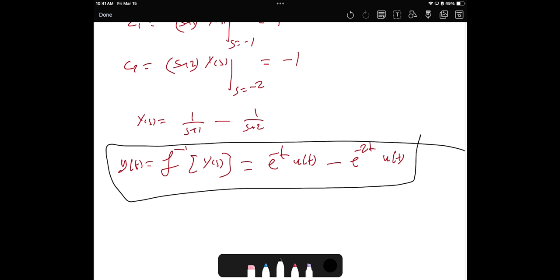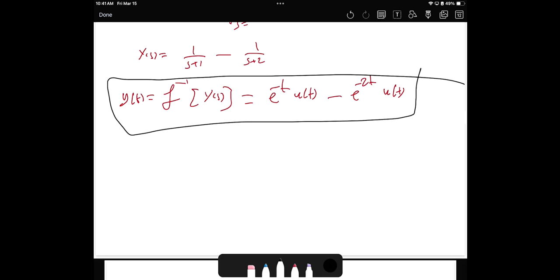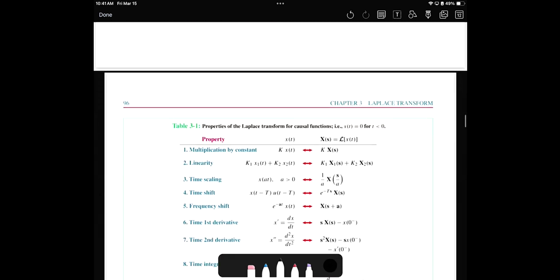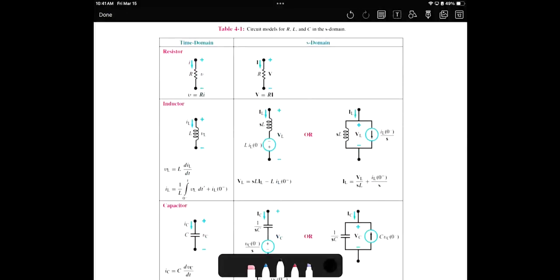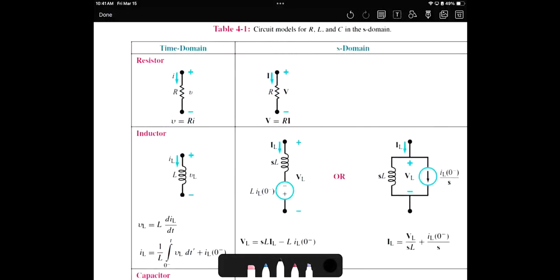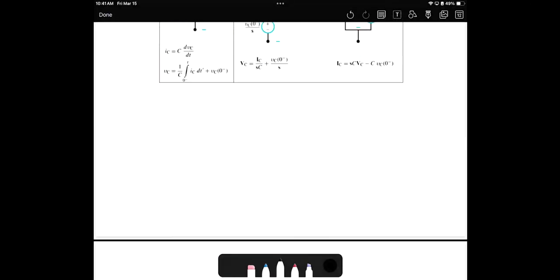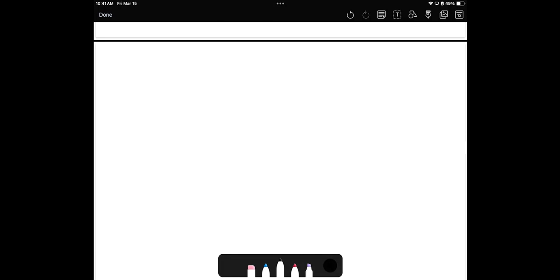Let's do another example similar to this. Okay, here, by the way, these are the tables, 3.2. And this table we will discuss in the next lecture, which is related to the additional table for the circuits. Anyway, let's do the problem 3.44.